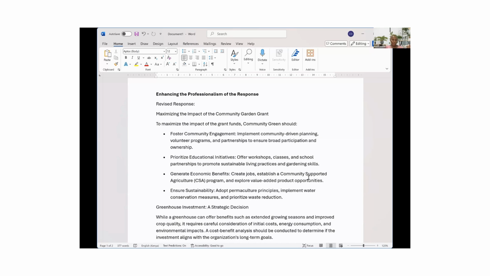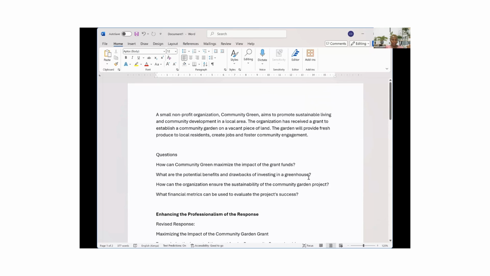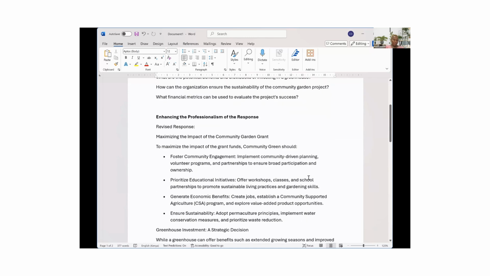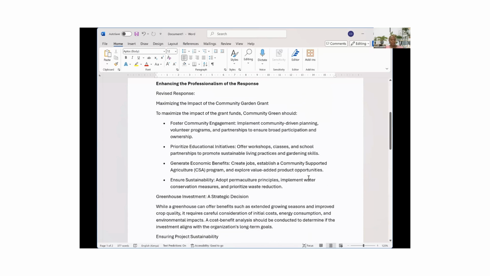Now, remember this project, if we look at the agenda: the garden will provide fresh produce to local residents, create jobs, and foster community engagement. Now, the second bullet is talking about prioritizing educational initiatives. Offer workshops, classes, and school partnerships to promote sustainable living practices and gardening skills. So you can see, as we give jobs and train the people in that community, we are able to run that project, we are able to give skills to them, and we are able to become better together.